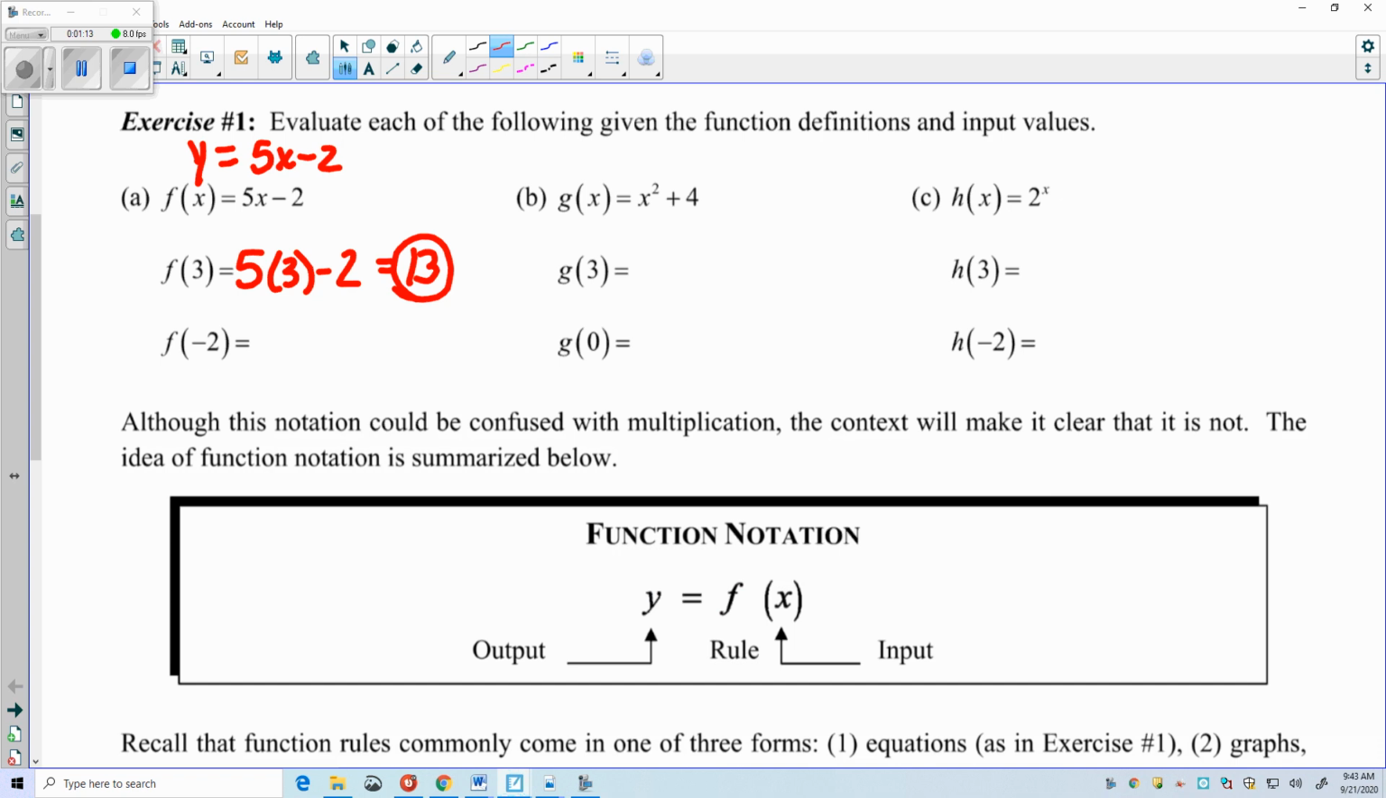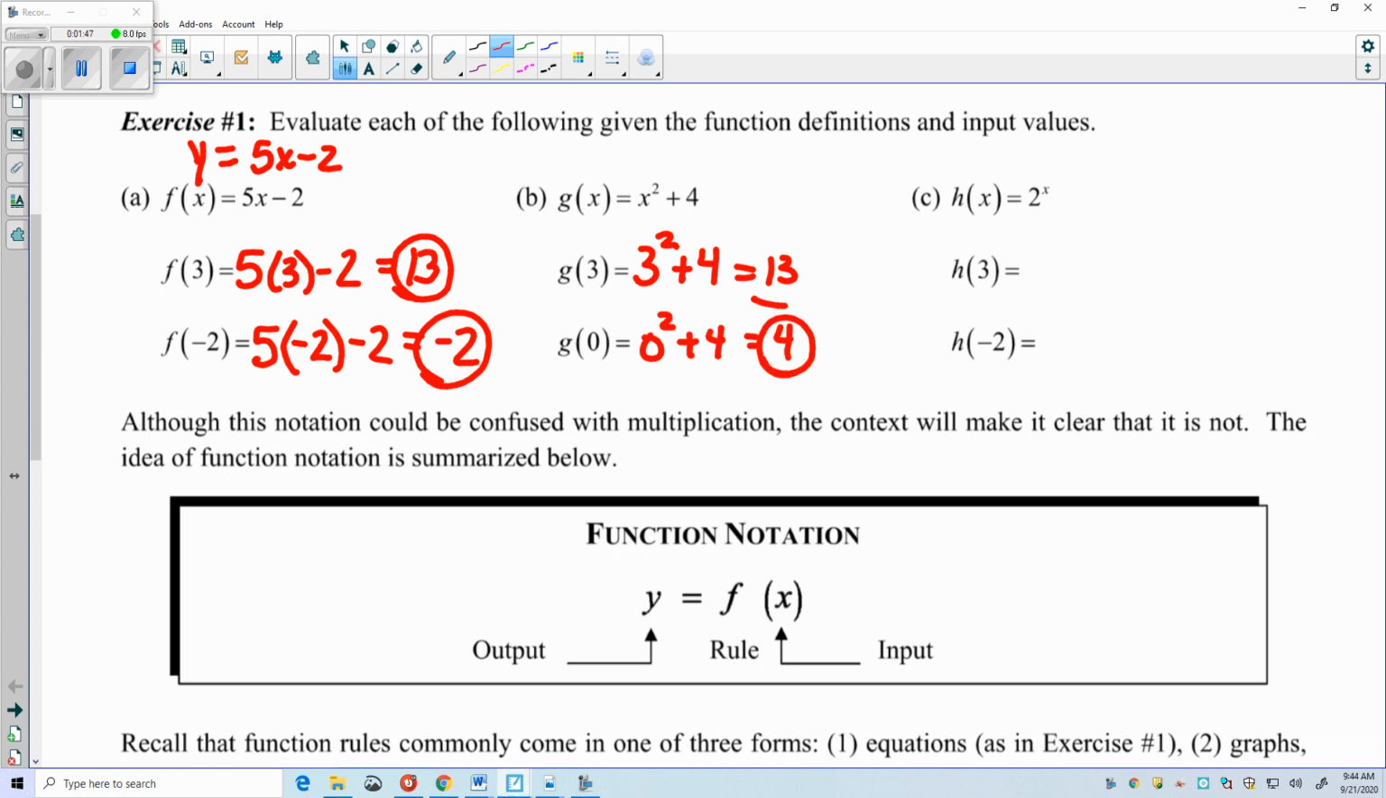Okay, same idea with negative 2. This function, anywhere I see an x, I make it a negative 2. So the function evaluated at negative 2, when I simplify this, is negative 12. Okay, it's the same thing for all of these. So g of x, now it's just a different function, same concept. Wherever I see an x, I'm going to make it a 3. So 3 squared is 9, plus 4, we get 13. Anywhere I see an x, I make it a 0. 0 squared is 0, plus 4, we get 4. So our two answers here, g of 3 is 13, the g function evaluated at 0 is 4.